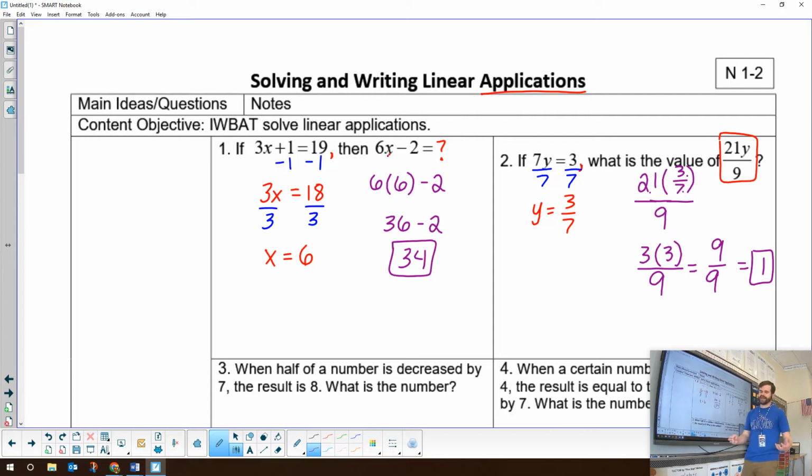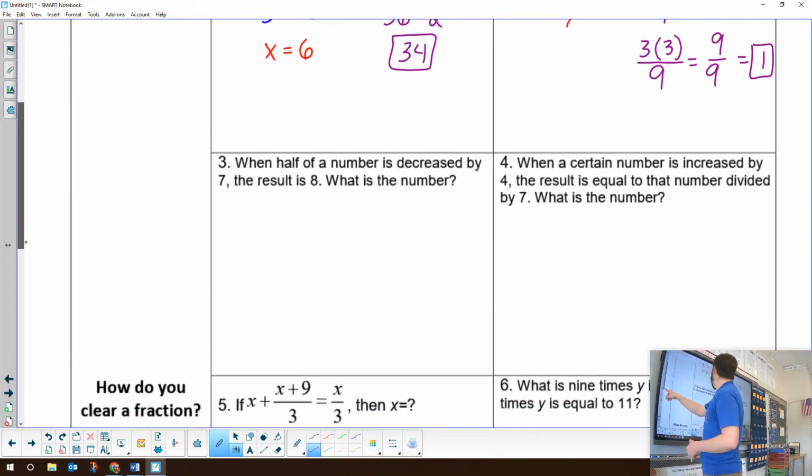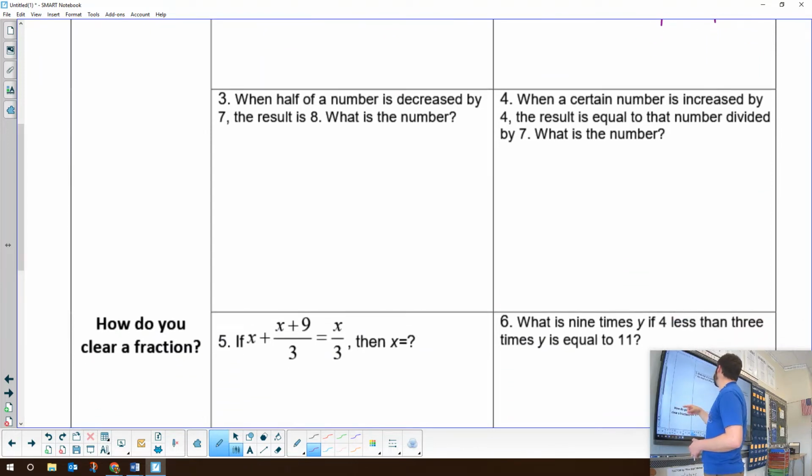So that's kind of an anticlimactic answer to our problem there, but that's how it worked out. We just got our answer of 1. Let's take a look at number 3 here. Number 3, it says, when half of a number is decreased by 7, the result is 8. What is the number? That one's kind of tough.